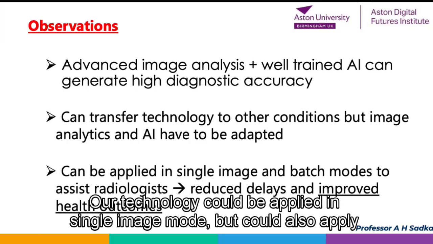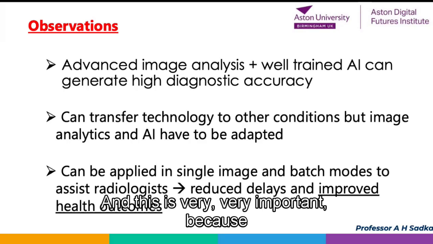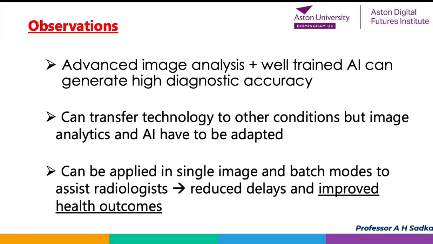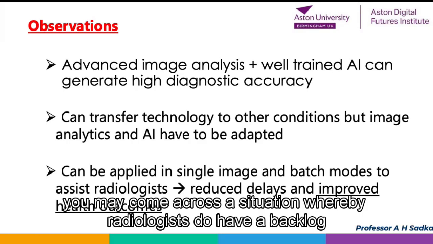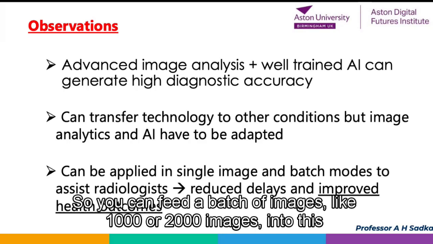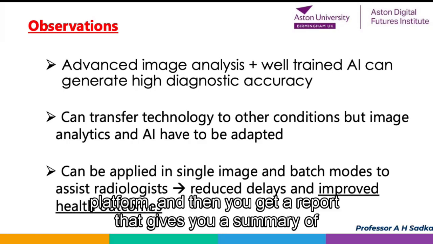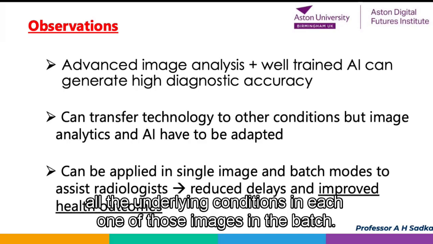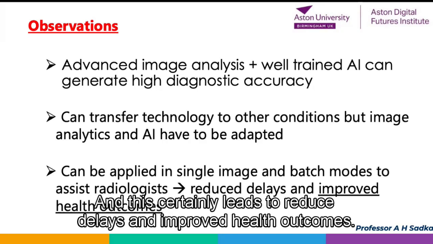Our technology could be applied in single image mode, but could also apply in batch mode. And this is very, very important, because you may come across a situation whereby radiologists do have a backlog of images to go through in order to diagnose the underlying conditions. So you can feed a batch of images, like 1,000 or 2,000 images, into this platform, and then you get a report that gives you the summary of all the underlying conditions in each one of those images in the batch. And this certainly leads to reduced delays and improved health outcomes.